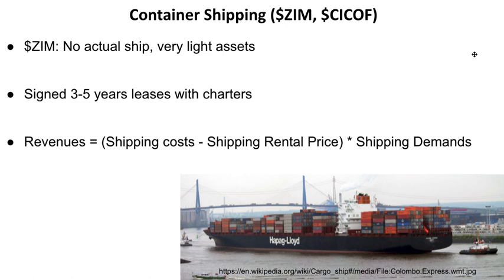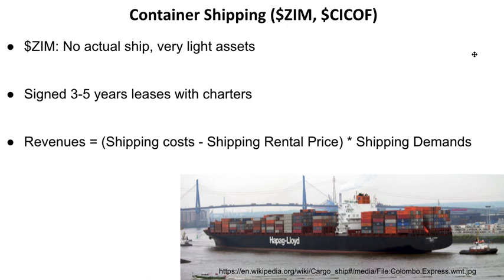They symbolically only own one ship, so they're very asset light. What they do is they rent 99% of their shipping capacity from those charter companies. However, CICOF in comparison actually owns a couple more ships. So they're kind of medium assets, not completely relying on charter. And also, those types of companies sign 3 to 5 year leases with charters.